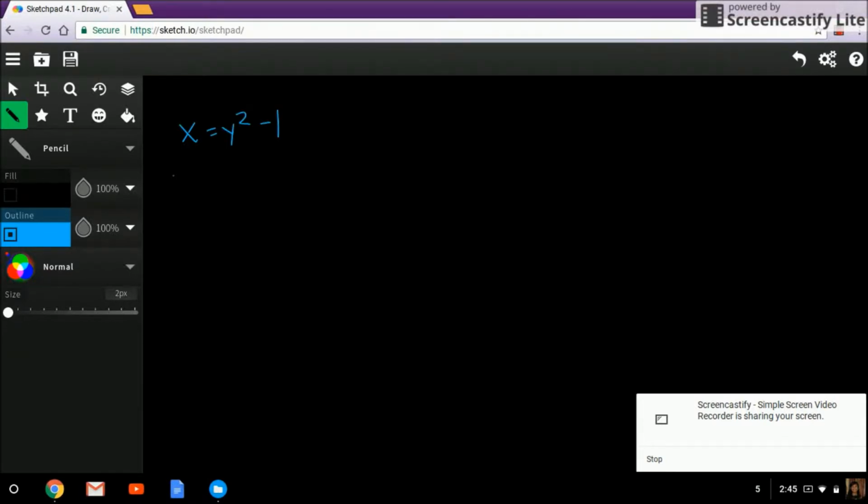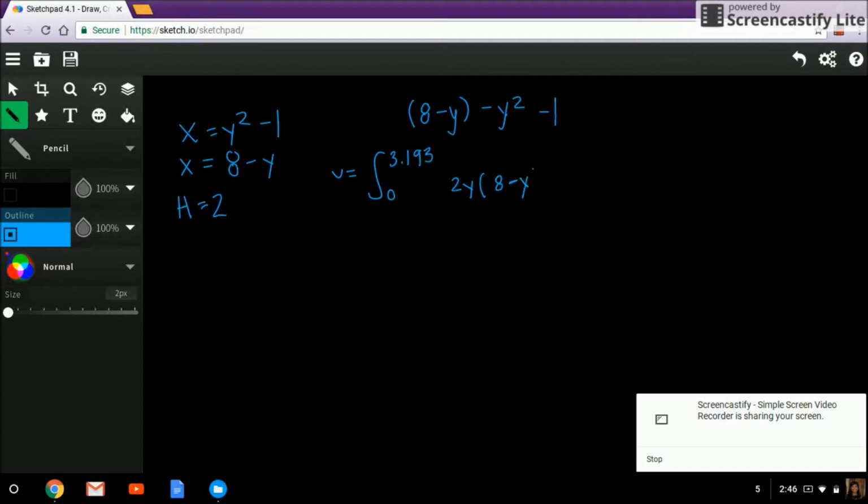We take the inverse of our two functions, and we get x equals y squared minus 1 and 8 minus y. Our height is 2y, and if we subtract those two functions, we get the width, and our integral expression is going to be from 0 to 3.193 of 2y times the width dy.